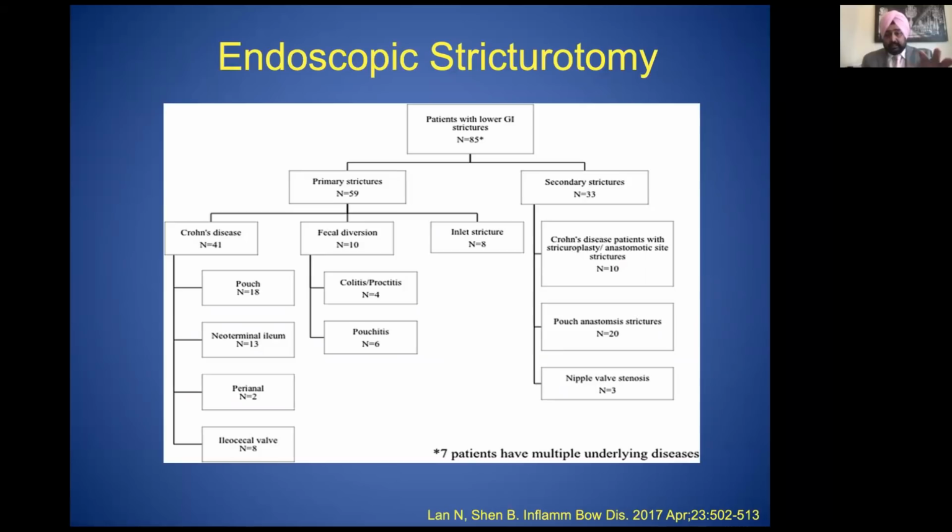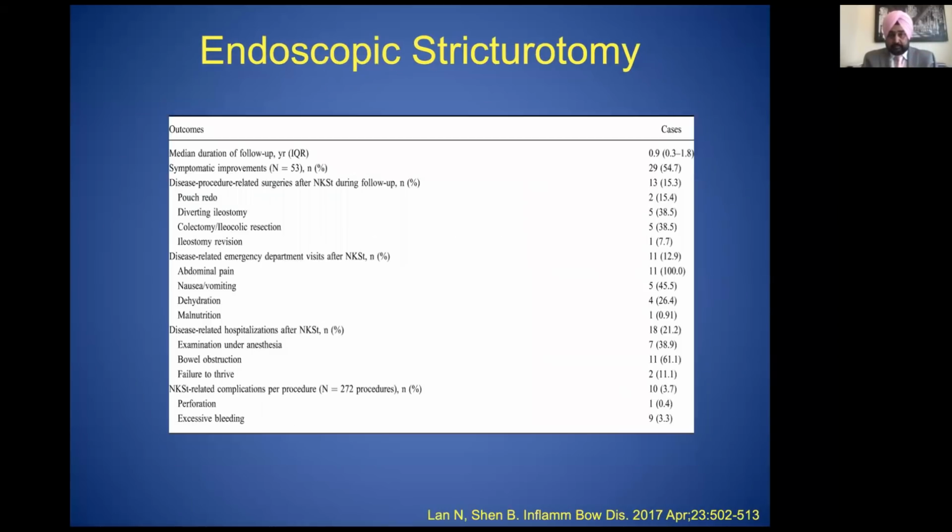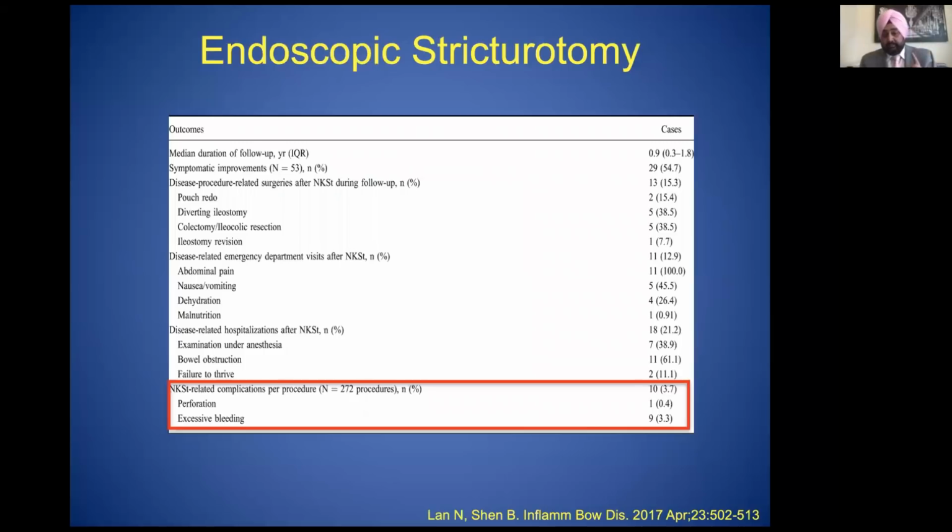So this flowchart shows that this technique can be used predominantly for any of the IBD patients, for the primary strictures, for secondary strictures, for pouch strictures, for fecal diversion strictures, for inlet strictures. And as I mentioned, the adverse event rate. In this initial experience, the adverse event rate was 3.7%.